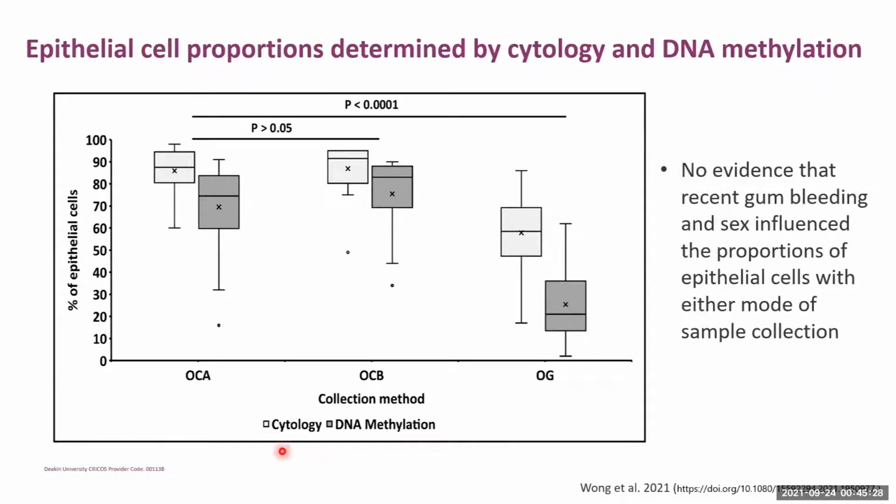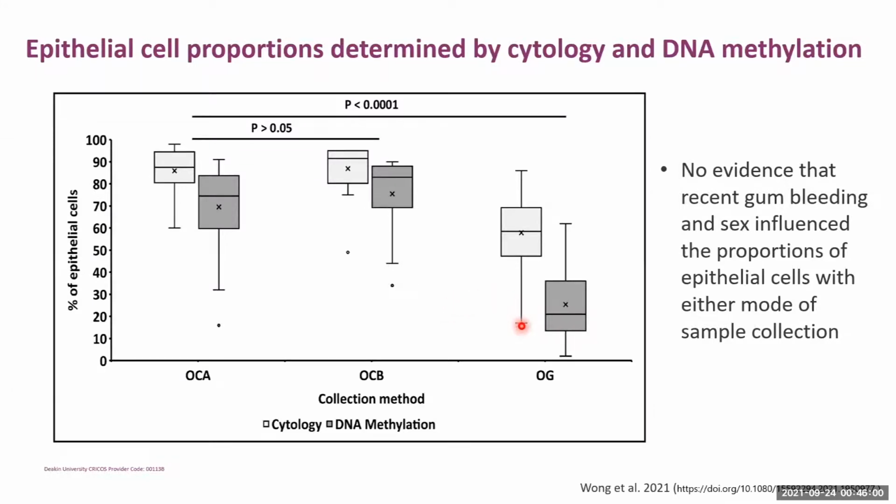Firstly, for the cytology result, the lighter boxes, we can see that the mean proportion of epithelial cells in saliva was significantly lower than with the sponge collection methods, which are OCA and OCB. So you can clearly see there was a 28.5% mean difference between saliva and cheek swab methods. For DNA methylation, we see a similar pattern.